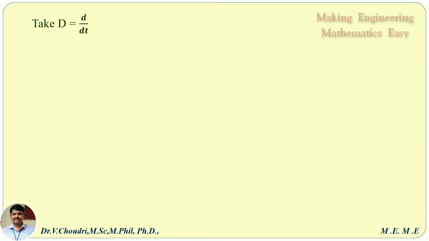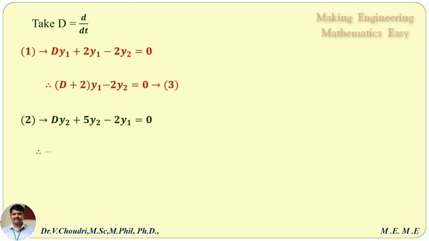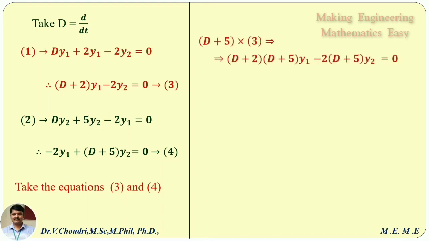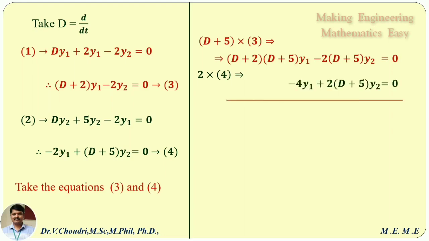Taking capital D equal to d by dt, equation 1 becomes (D plus 2) y1 minus 2y2 equal to 0. Consider this equation number 3. Applying the same, equation 2 becomes minus 2y1 plus (D plus 5) y2 equal to 0. Consider this equation number 4. Now solve equations 3 and 4. By eliminating y2, operate (D plus 5) on equation number 3 and multiply 2 on equation number 4. Adding these two equations, you get (D square plus 7D plus 6) y1 equal to 0.